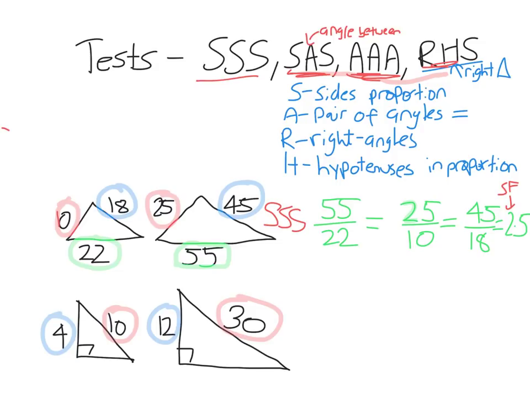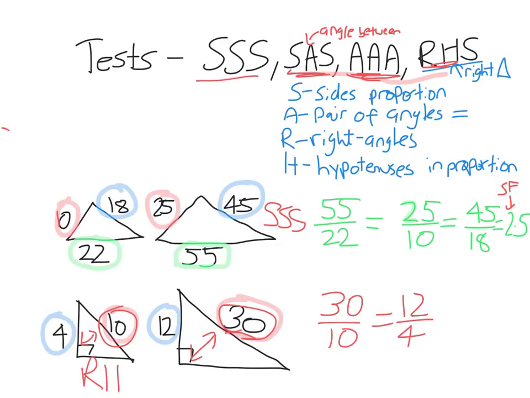So if I put in my calculator 30 over 10, you should all know that that's 3, and that is the same as 12 over 4. So these two pairs of sides are in the same proportion. We also have a right angle. Now note 30 and 10 are the hypotenuses of their respective triangles because they're the longest side facing the right angle. So we have a right angle, we have the hypotenuses, and another side in the same proportion. So these two triangles are in fact similar by the RHS test.